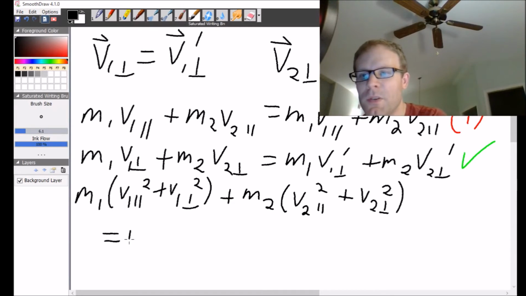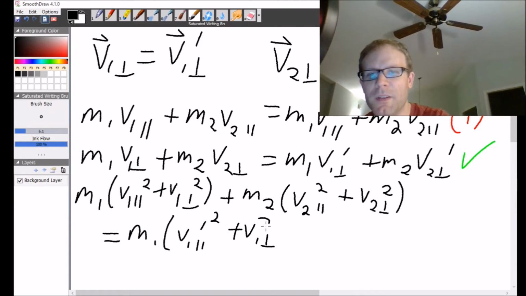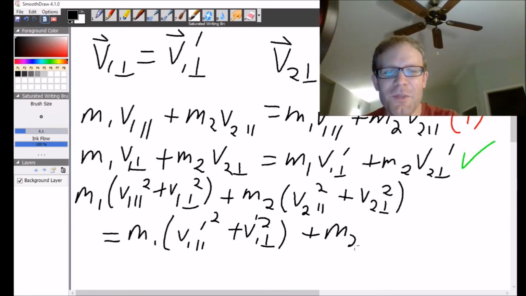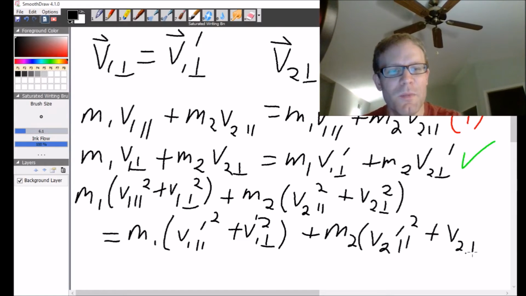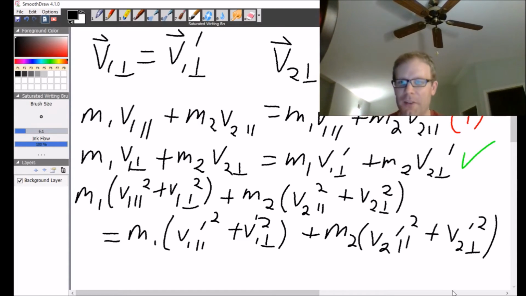So this has to equal m1 times v1 parallel prime squared plus v1 perpendicular prime squared, plus m2 times v2 parallel prime squared plus v2 perpendicular prime squared. All right, everybody has a parallel and a prime, parallel and perpendicular. Okay, we're all good here.